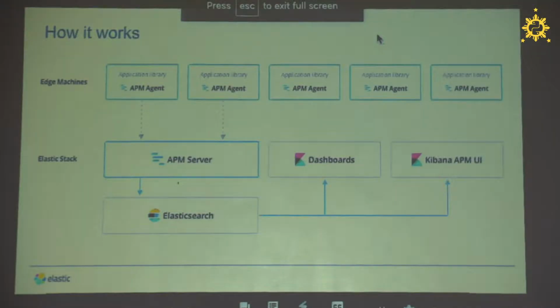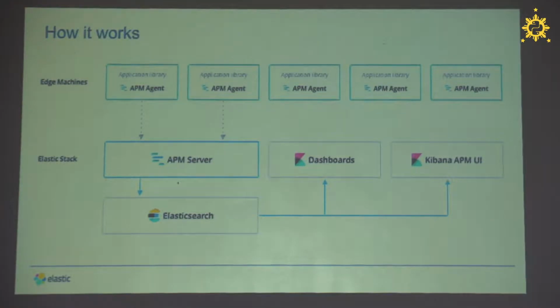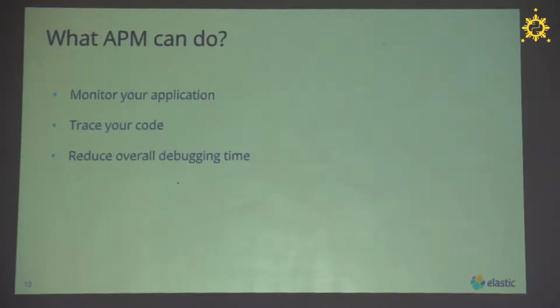We'll get to that. Basically, this architecture which I explained is like you have several of these agents, application libraries, running in your app, which ship data back to something called the APM server, the app server, and that collates all the data and puts it in Elasticsearch so that you will be able to see a lot. Now, what APM can exactly do is monitor your application. Yes, it could trace your code.